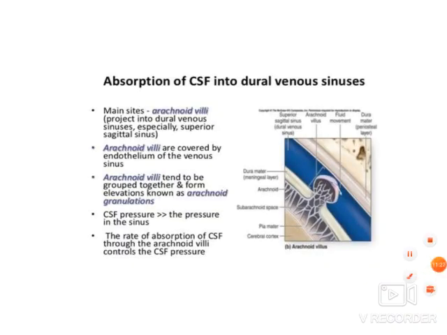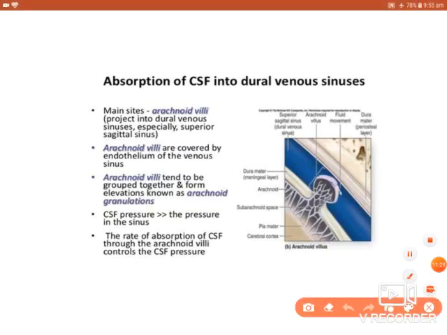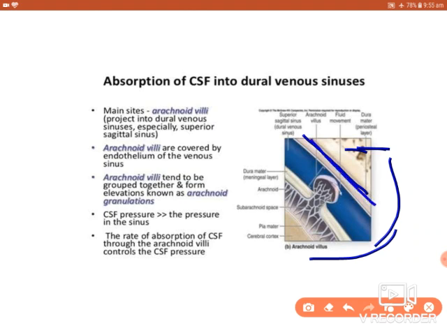Then coming to the absorption of the CSF. Here you can see the meninges. This is the skull. This is the dura mater, the outer layer of the dura mater. This is the endosteal layer. You can see there is a venous channel. This is the inner layer of the dura mater, which is called the meningeal layer.